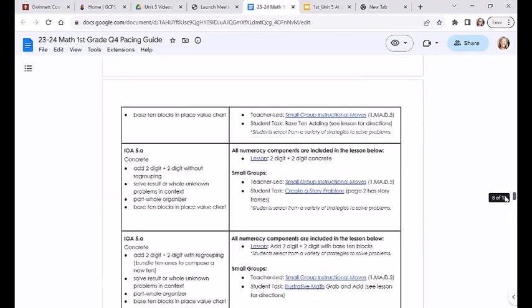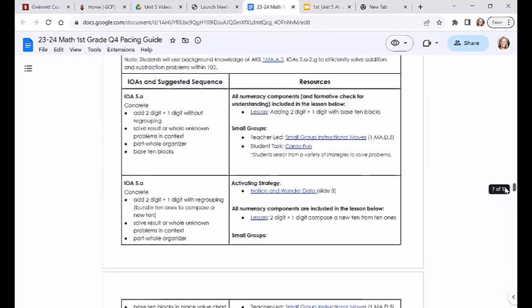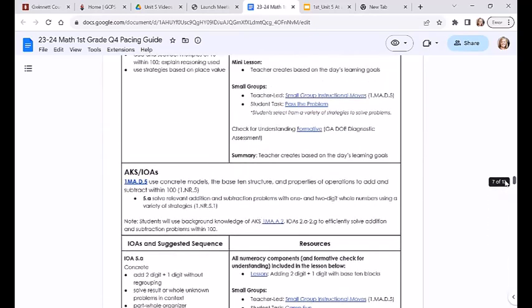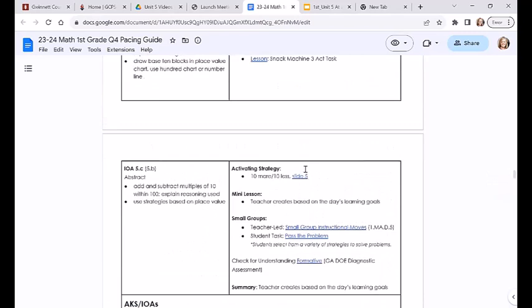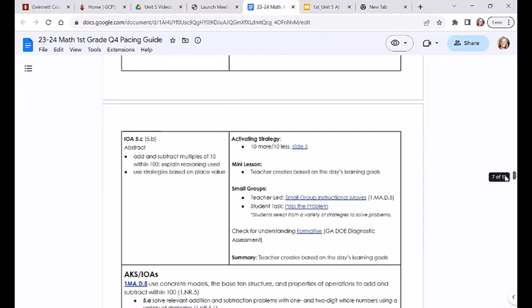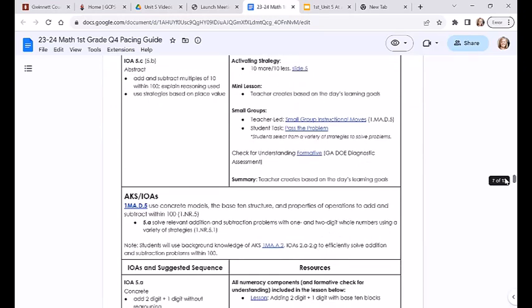I'm looking for a specific day where it's listed out. We have 10 more, 10 less that is included to continue to build on the IOA 5A that you did in the beginning of the unit. So again, those activating strategies are intentionally designed to continue to work on some previous skills and build skills that are going to help your students be fluent and better with the adding and subtracting within 100.